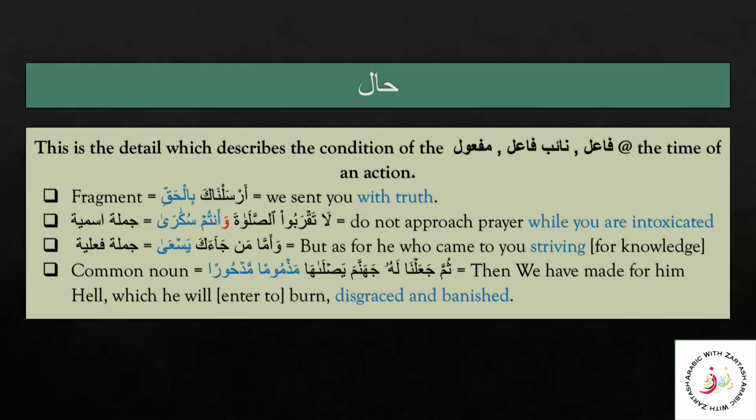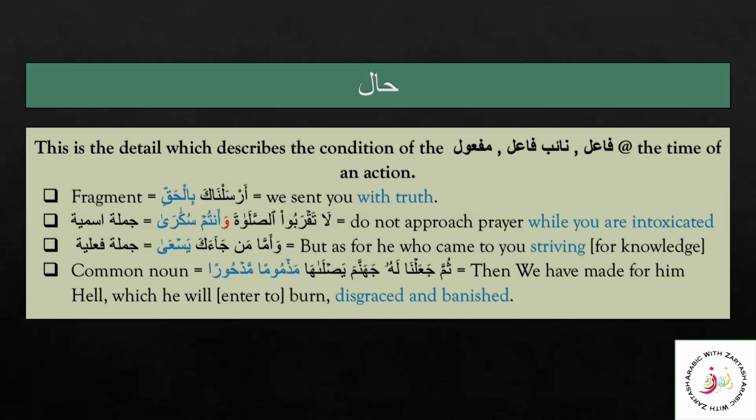Hal can be a jumla fi'liya as well. Let's see the example. وَأَمَّا مَنْ جَاءَكَ يَسْعَى. But as for he who came to you striving for knowledge. So, but as for he who came to you in the condition while he was striving. Yas'a. Here you can see the waw hal is dropped when we have a verbal sentence, a jumla fi'liya, following a normal sentence. So this is again an example of hal as a jumla fi'liya. The waw hal is dropped here. But as for he who came to you striving. Again, this is describing the condition of the fa'il here.